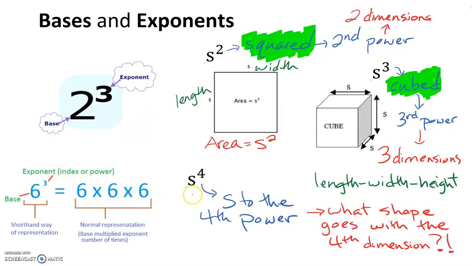Now, if we move into something that has an exponent of 4 or 5 or 6, there is no shape, okay? What shape goes with the 4th dimension? Well, that's something that we really haven't found something that we universally understand, okay? There's no square or cube that goes with the 4th power that a lot of people understand or we use in our regular daily lives because we live in a 3D world. So, anytime you have a power over 3, okay, you'll just say s to the 4th power, x to the 4th power, 5 to the 4th power.